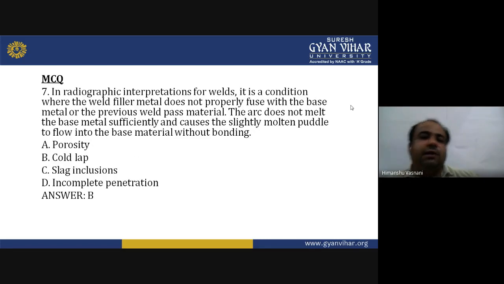In radiographic interpretation for welds, it is a condition where the weld filler metal does not properly fuse with the base metal or the previously welded metal. The arc does not melt the base metal sufficiently and causes the slag or molten puddle to flow into the base material without bonding. What do we call it? We call it a cold lap.